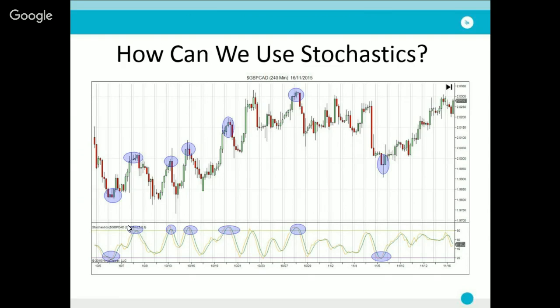So when the stochastics move into overbought territory, we do sometimes see a correction lower. And again, when the stochastics register oversold readings, we can see a correction higher. And look at the amount of times that the stochastics moved into extreme territory during this period and caught reversals. You can see that we had several reversals here from this resistance area lower as the stochastics registered overbought readings.